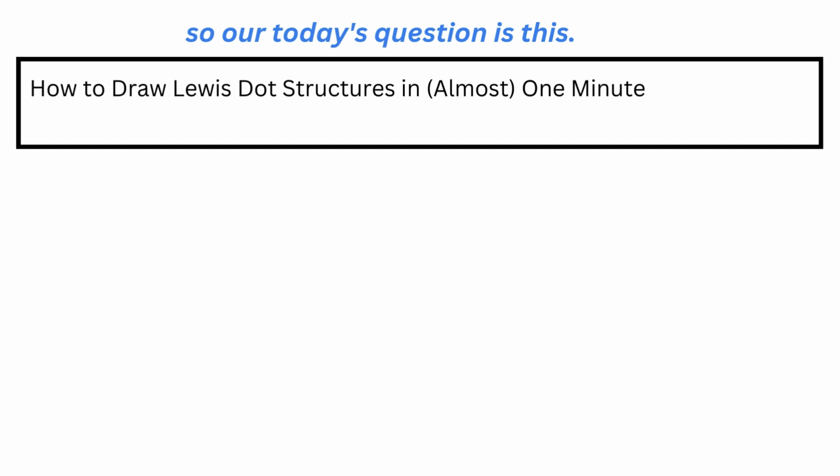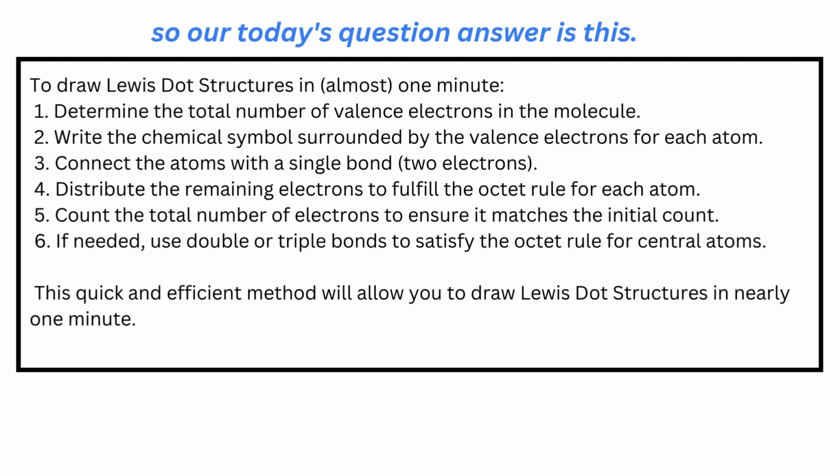How to draw Lewis dot structures in almost 1 minute. Correct answer is to draw Lewis dot structures in almost 1 minute. Number 1. Determine the total number of valence electrons in the molecule. 2. Write the chemical symbol surrounded by the valence electrons for each atom. 3. Connect the atoms with a single bond, 2 electrons.